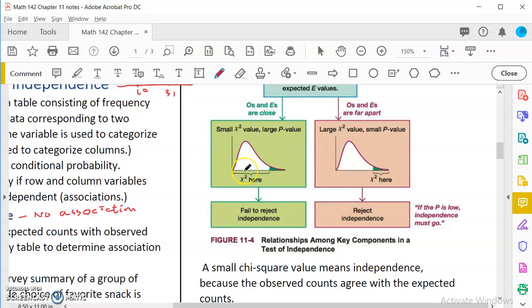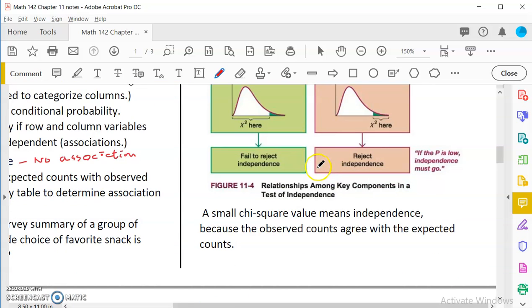If your chi-square is small, your O and E are very close to each other, so you only have a very small chi-square value resulting in a large p-value. And you can see that although we don't say it, the chi-square tests of independence are right tail tests. Okay, so we'll do an example in the next video.